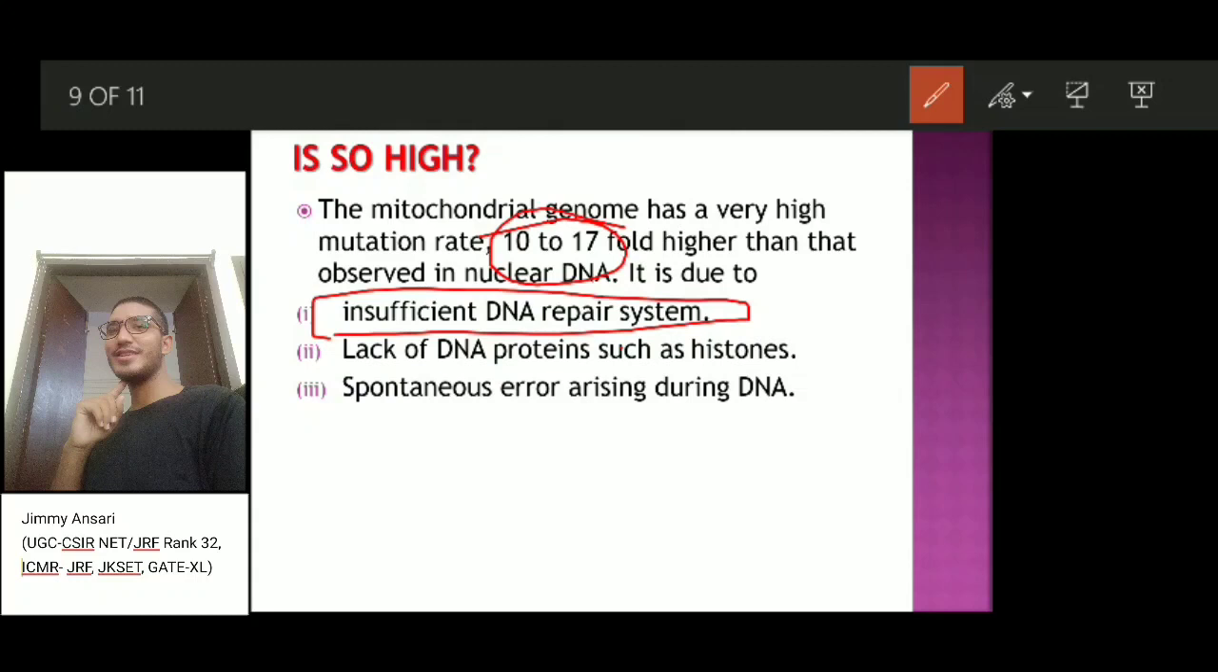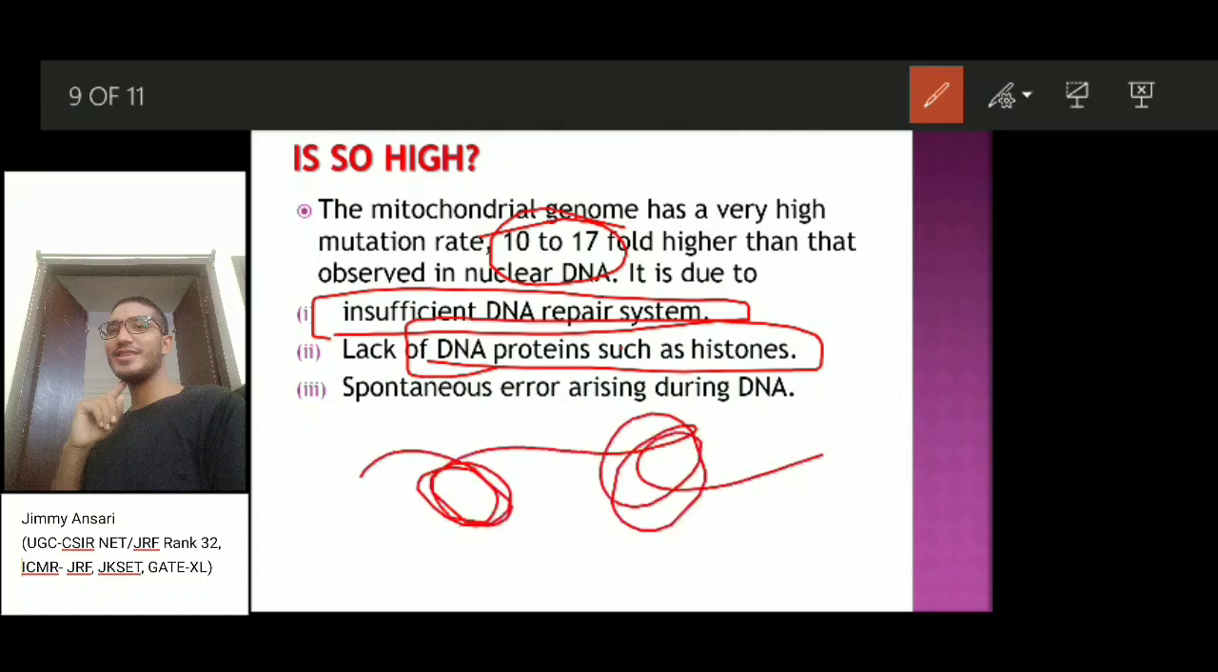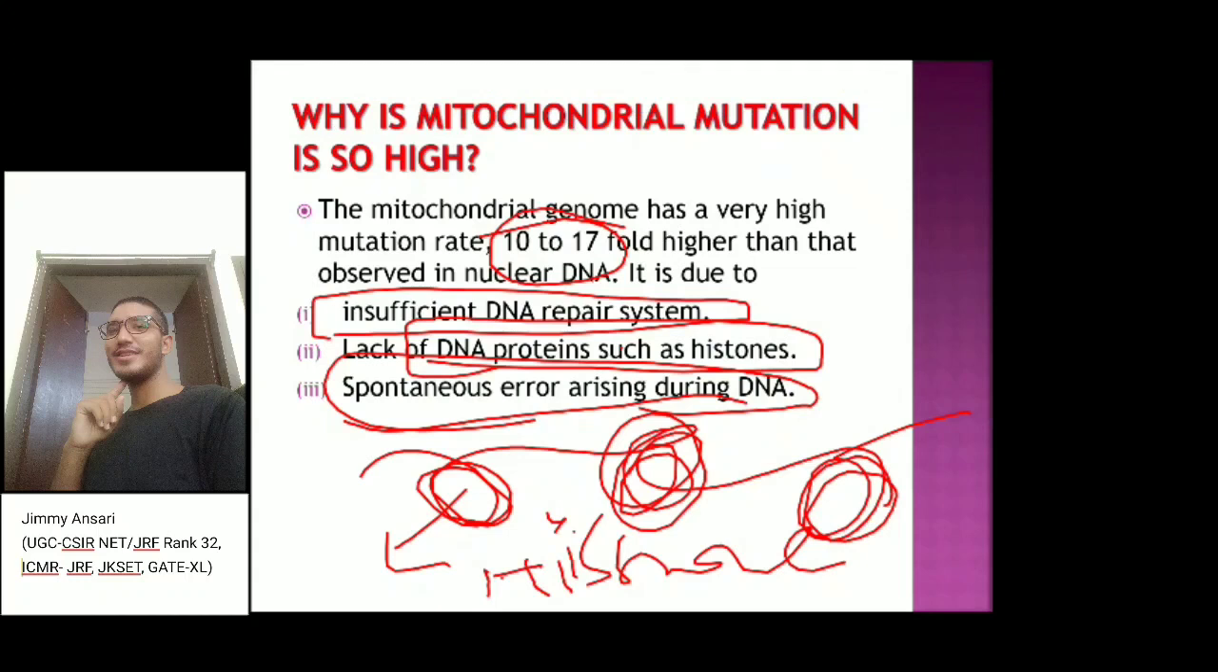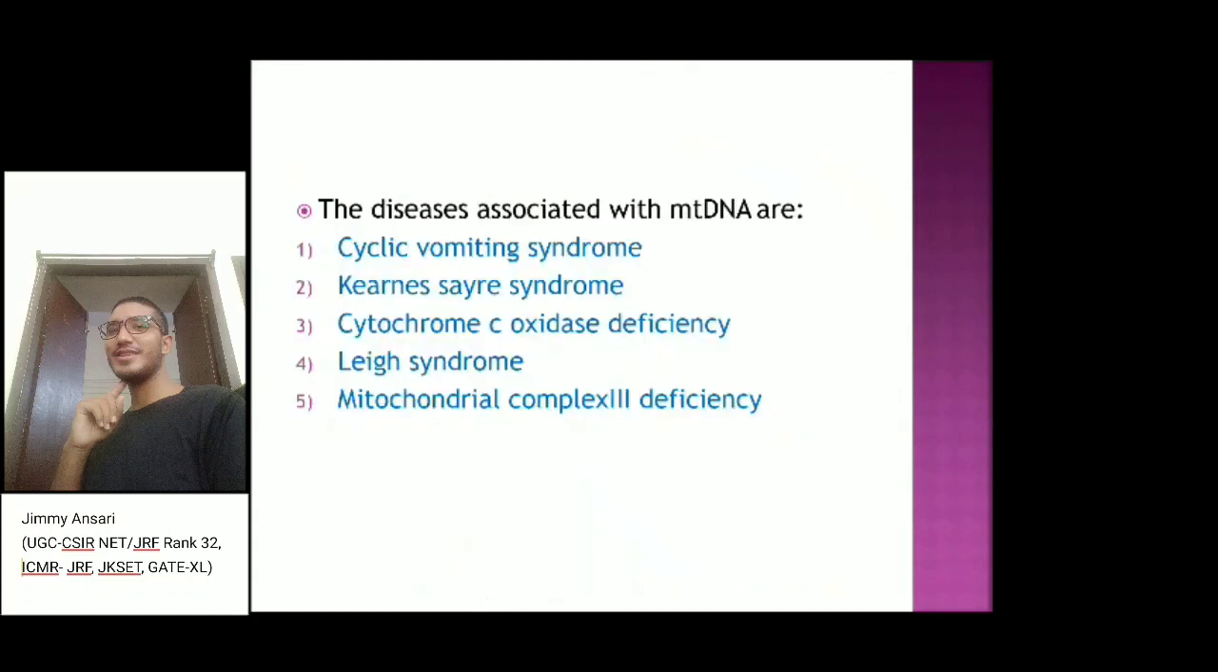There is also a lack of proteins such as histones. The nuclear DNA is actually like this, because it is coiled on a histone protein, but the mitochondrial DNA lacks that. They do not have any histone protein in the structure. Then there are spontaneous errors arising during DNA replication. So during DNA replication, spontaneous errors will also occur. That's why the mutation rate is higher in the mitochondrial DNA.